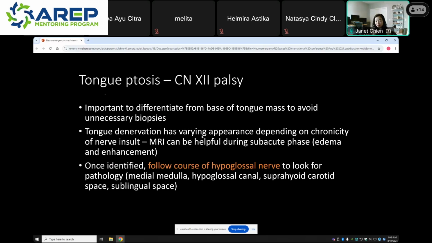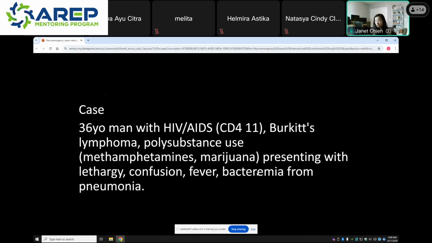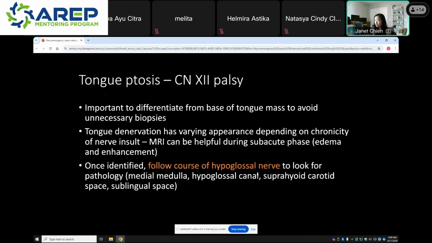And tongue denervation has varying appearance depending on chronicity of the nerve insult. So MRI can be helpful during the subacute phase, where you can see edema and enhancement involving one side of the tongue. And then once you identify tongue ptosis, you want to follow the course of the hypoglossal nerve to look for pathology anywhere from the medulla, hypoglossal canal, into the suprahyoid carotid space and sublingual space. Any questions about this one?